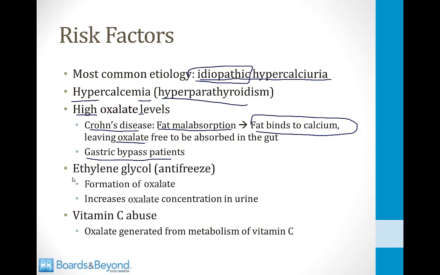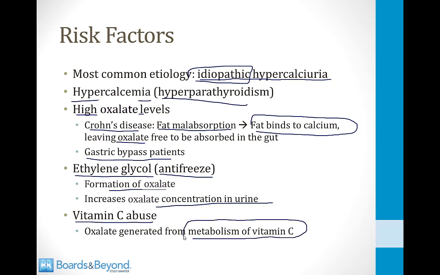Patients who've had a gastric bypass can also have fat malabsorption and can also get high oxalate levels in their blood. A very rare risk factor is patients who have ingested ethylene glycol. Either it's a child who ingests it accidentally or an adult who has a suicide attempt. Ethylene glycol is antifreeze. And if you ingest this, you will form oxalate in the blood and you will get high oxalate levels in the urine. And then finally, patients who take way too much vitamin C can generate oxalate levels that are very high in the blood because oxalate comes from the metabolism of vitamin C.